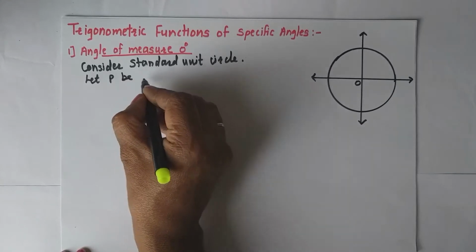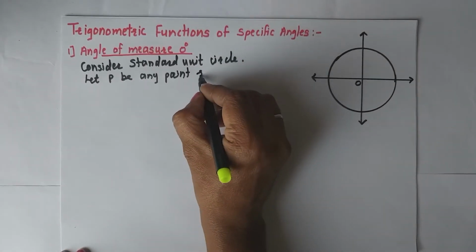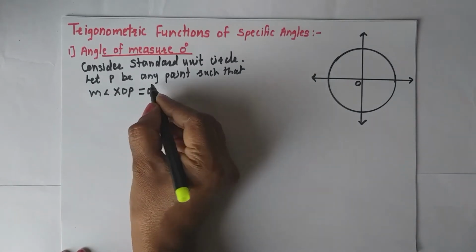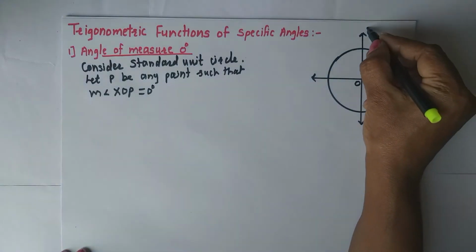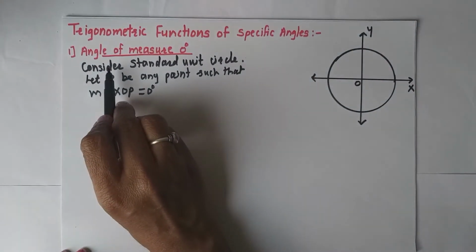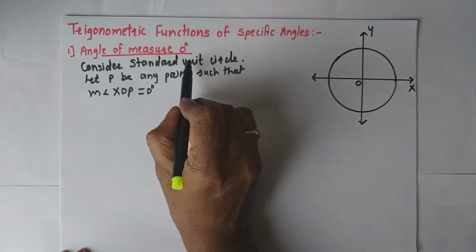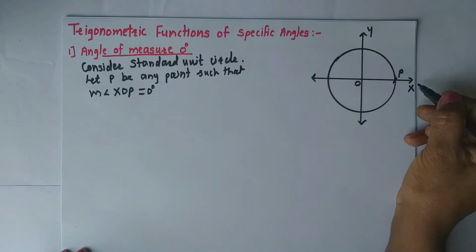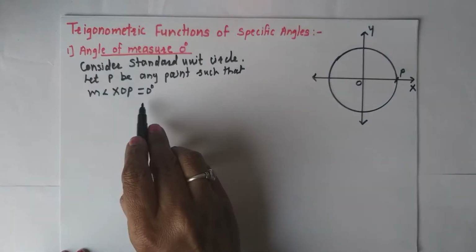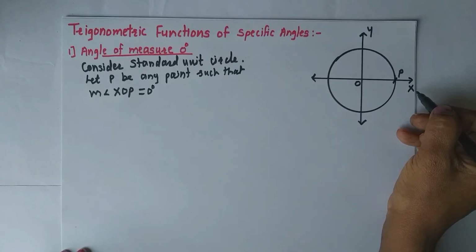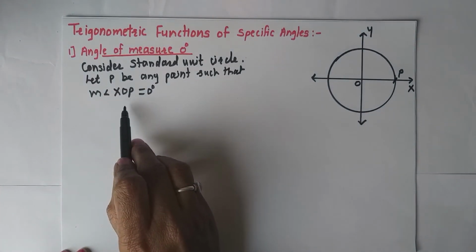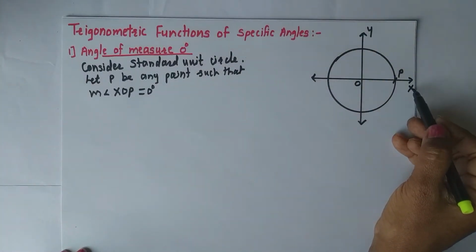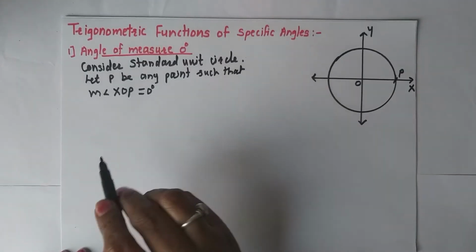Let P be any point such that measure angle XOP is 0 degree. Now see here is x-axis and y-axis. We have to find the trigonometric functions of angle of measure 0 degree. Means if we take P on x-axis such that measure angle XOP is 0 degree, in this directed angle XOP, its initial and terminal arm both lie along positive direction of x-axis. Then the angle of 0 degree is formed.